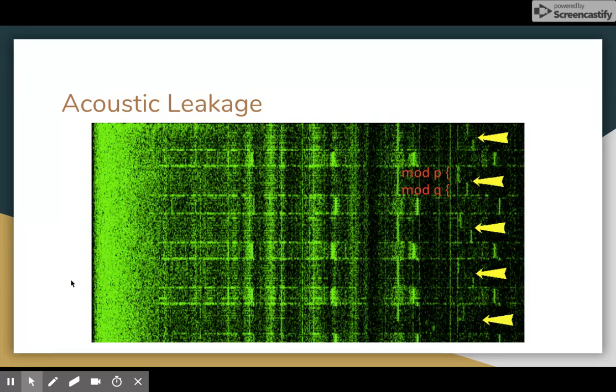This visualization is a plot of the acoustic power as a function of time and frequency during the decryption of several RSA ciphertexts. Near the yellow arrows are 2 tones that correspond to each GnuPG RSA decryption, first exponentiating modulo the secret prime p and then modulo the secret prime q. Let's hear how this sounds.